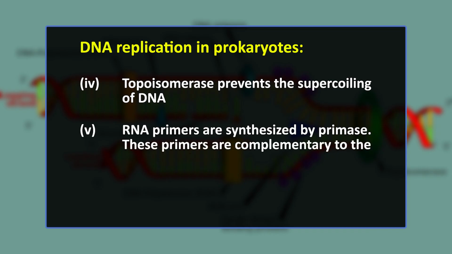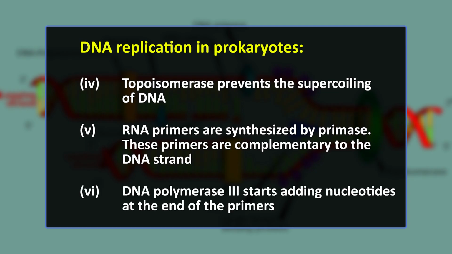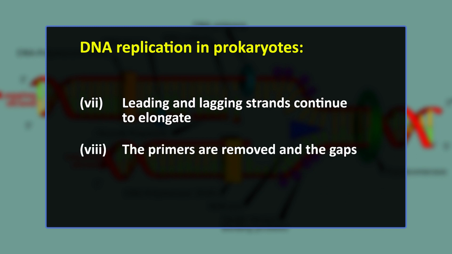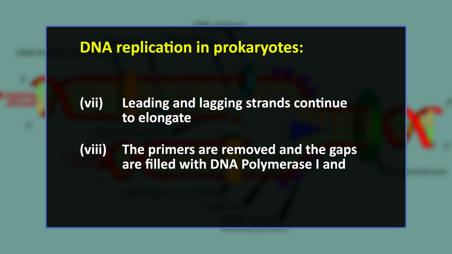RNA primers, on the other hand, are synthesized by primase. These primers are complementary to the DNA strand. So DNA polymerase III starts adding new nucleotides at the end of the primers. The leading and lagging strands continue to elongate. The primers are removed and the gaps are filled with DNA polymerase I and sealed by the DNA ligase.